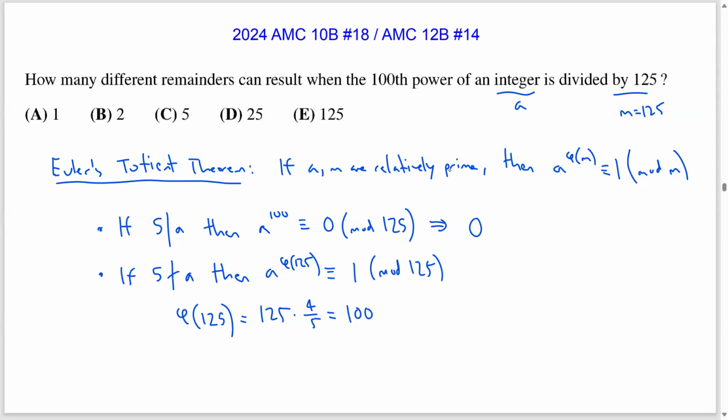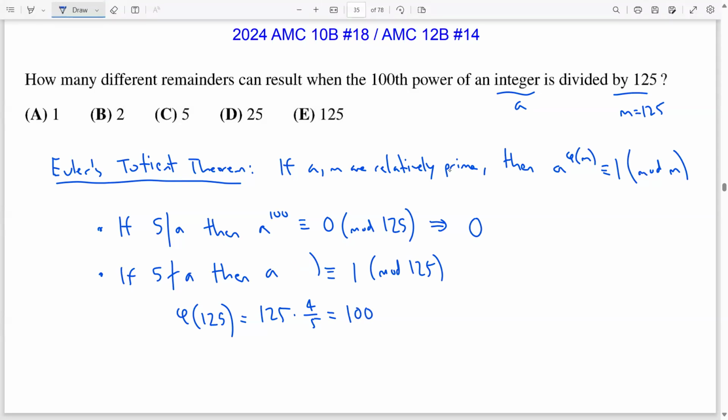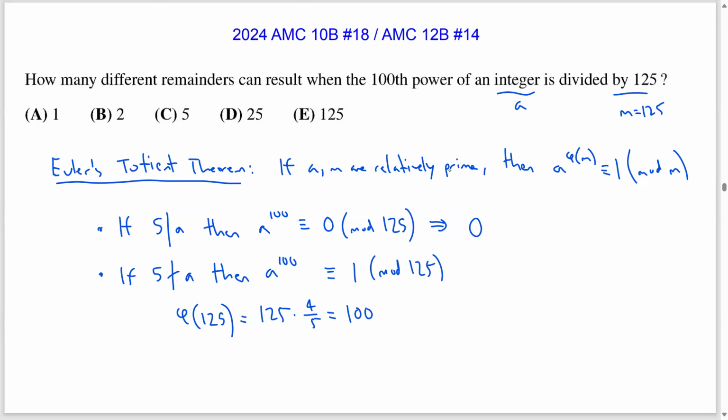So this means that a to the 100 is always going to be 1 modulo 125 whenever a is not divisible by 5. This means that 1 is a possible remainder, and it's the only other possible remainder. Therefore, the number of different remainders is going to be 2, which is choice B.